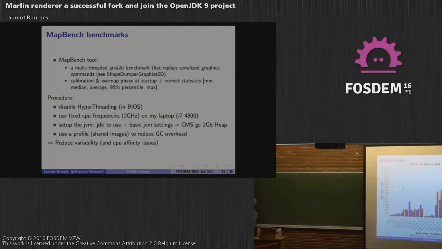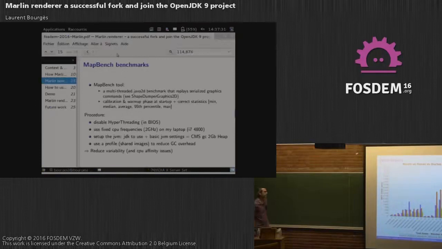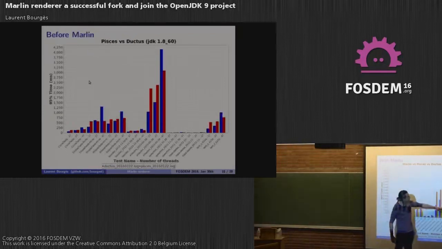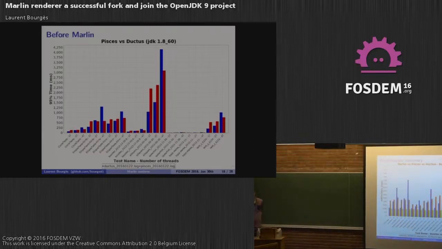So before Marlin, in blue you have Ductus, in red you have Pisces. You can see that Ductus is a lot faster than Pisces, but when you have 1, 2, 4 threads, Pisces becomes faster. And then here is Marlin. You don't see it, it's normal. It's always here. Here it's a very complex map, and so it's really fast. Here you have the ratio. 100% is Marlin, so you see the others are slower.